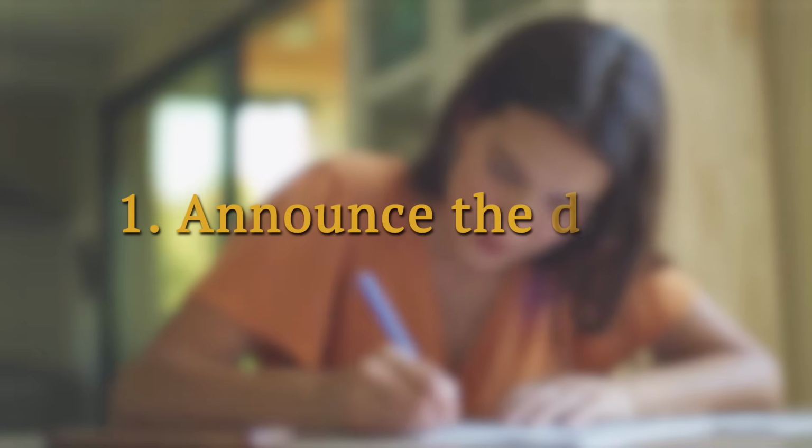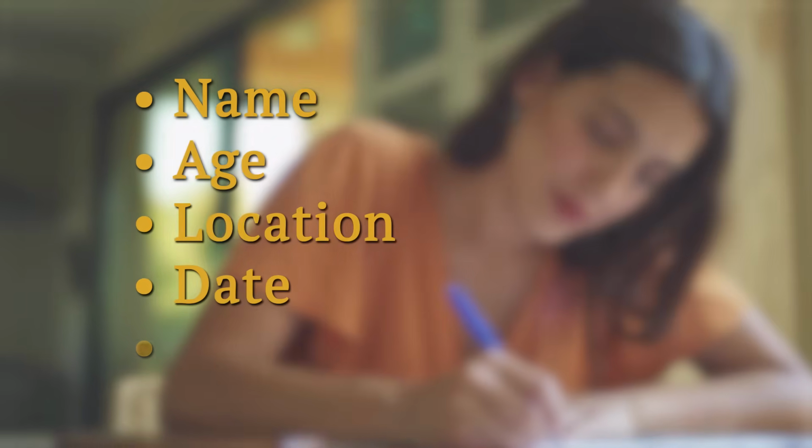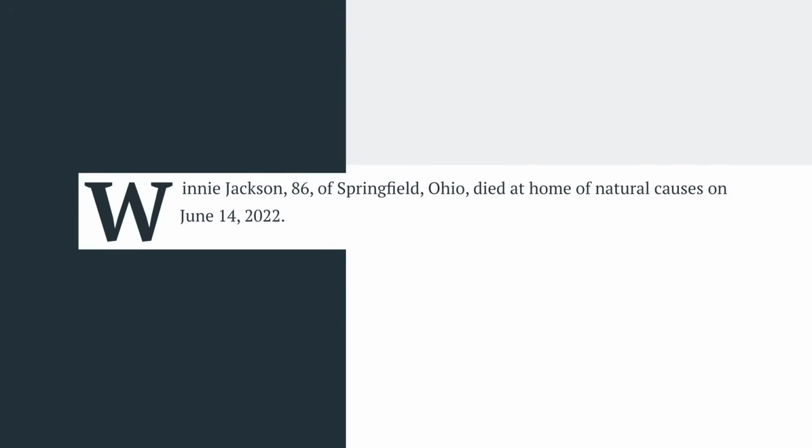Start the obituary by announcing the death. The first sentence or two could include lots of important facts: name, age, where they lived, the date of death, and more. A typical first sentence might read, "Winnie Jackson, 86, of Springfield, Ohio, died at home of natural causes on June 14, 2022." If you prefer, you can say passed away, left this world, or another such expression.